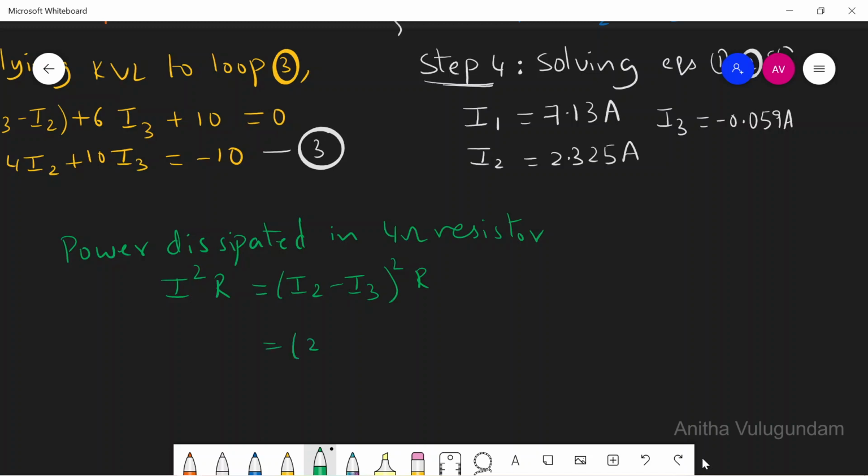So I2 we got 2.325 minus of minus 0.059, whole square, into 4. If you solve this, you will get 23.23 watts.